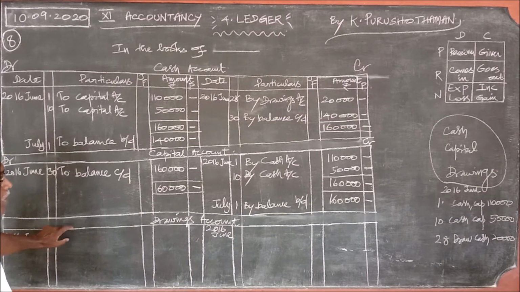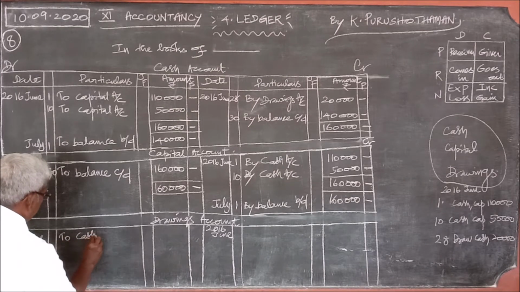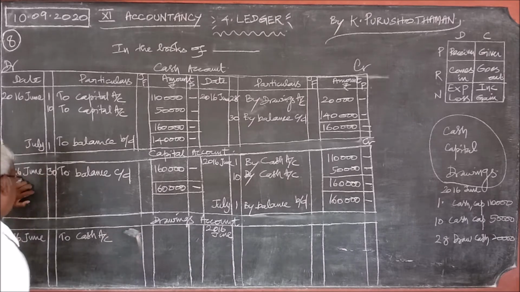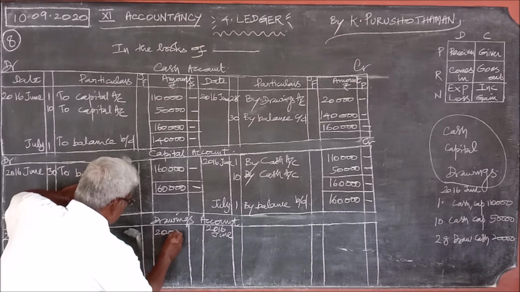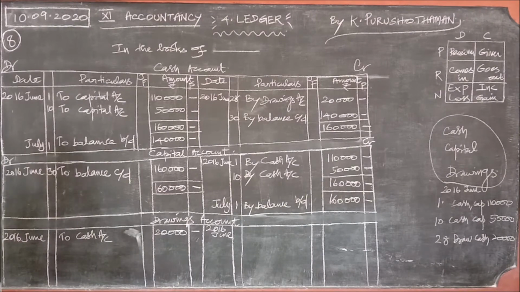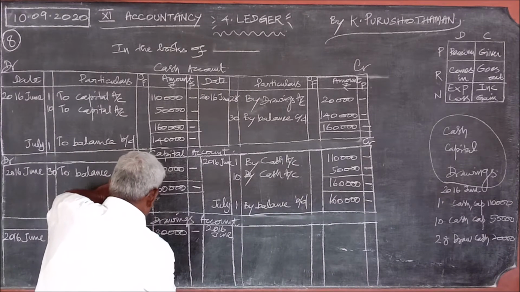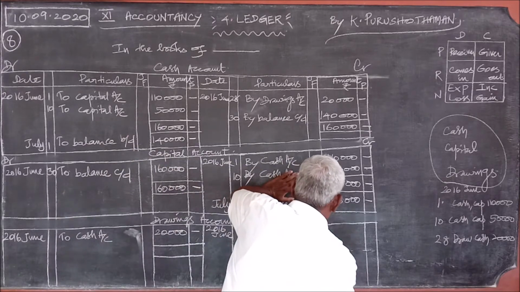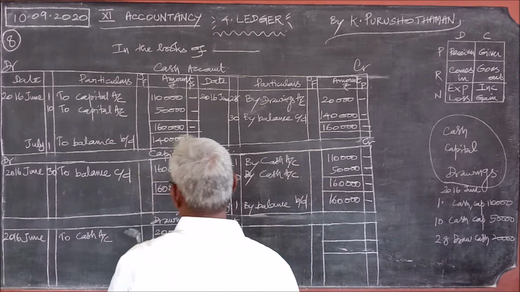The drawings account appears on the debit side. So pass entry on the debit side. What should be passed? What is coming along with the drawings? Cash account. Therefore, to cash account. What should be the amount? 20,000. To cash account 20,000. No more entry for drawings. Now we can close the ledger.